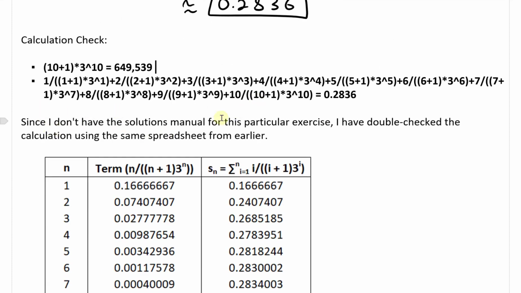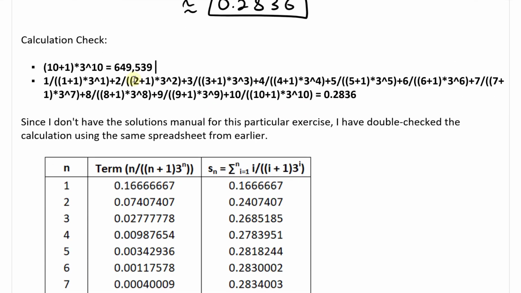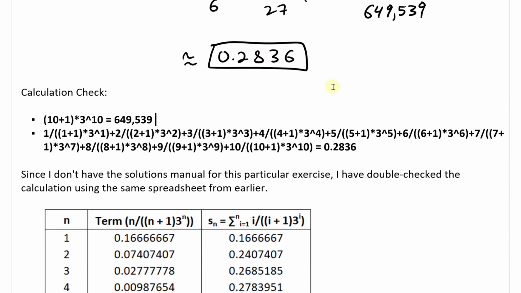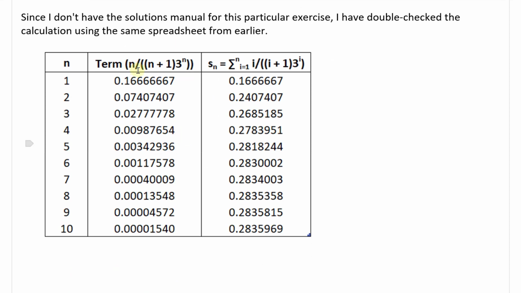Since I don't have the solutions manual for this particular exercise, I had to do it myself. I double checked the calculation using the same spreadsheet from earlier, just to make sure the numbers are correct. Before, I would use this built-in calculator in OneNote to confirm that the calculus book is right. But now there are no solutions, so I had to check if my number right here was correct, or if I made a mistake somewhere. So I used an Excel sheet like this, with terms 1 all the way to 10.